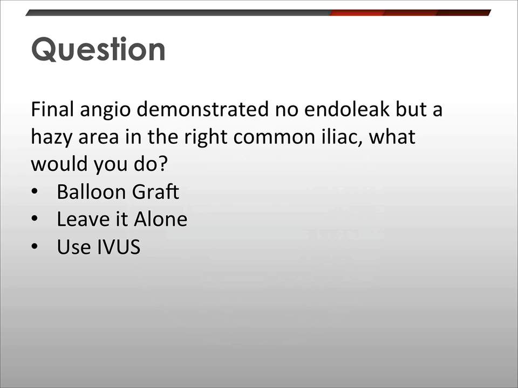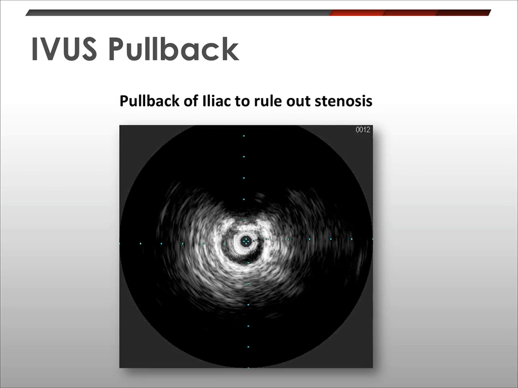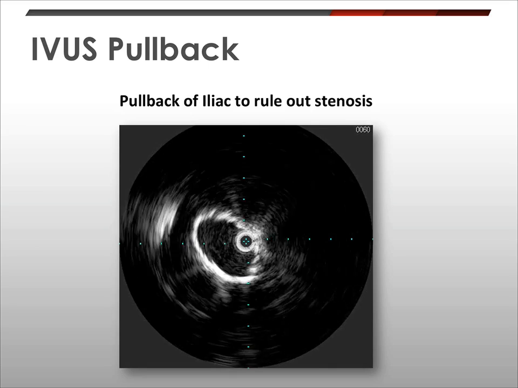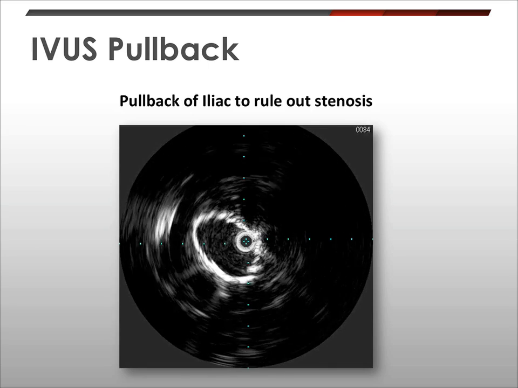In this case, the final angio demonstrated that there were no endoleaks, but there was a hazy area in the right common iliac artery. And you have a choice to either balloon the graft directly or leave it alone, or you can use intravascular ultrasound to identify exactly what the problem is. In this case, in the next slide, you can see that clearly there was an iliac stenosis there.